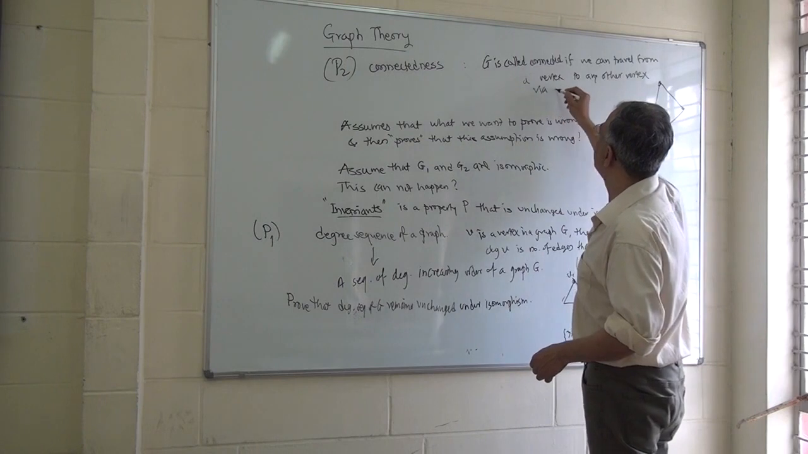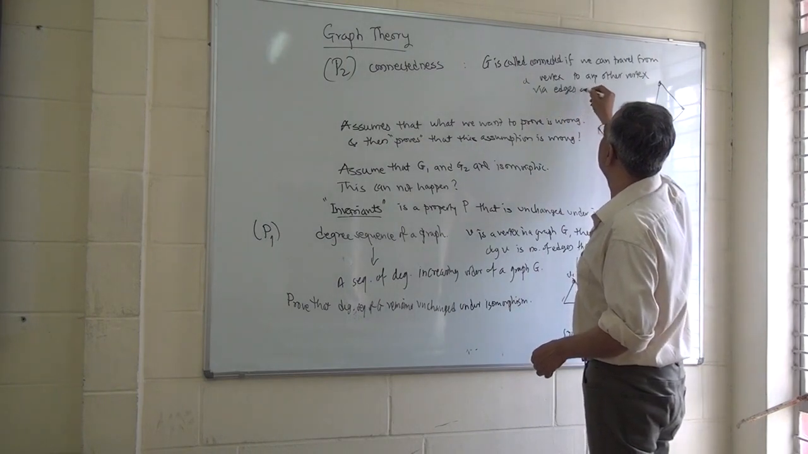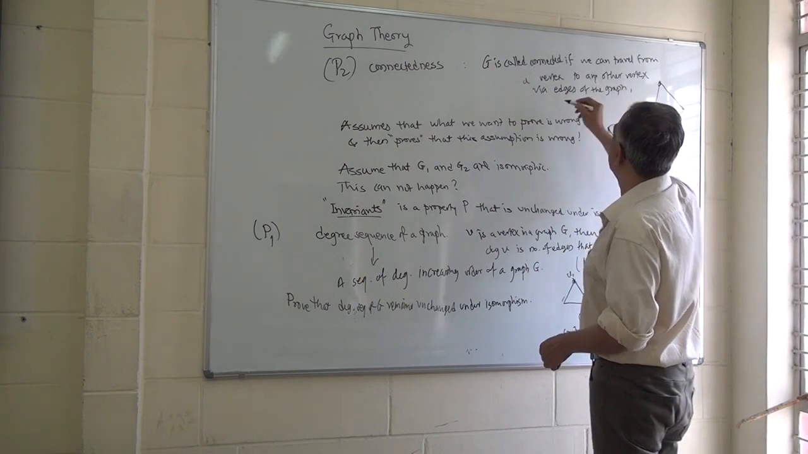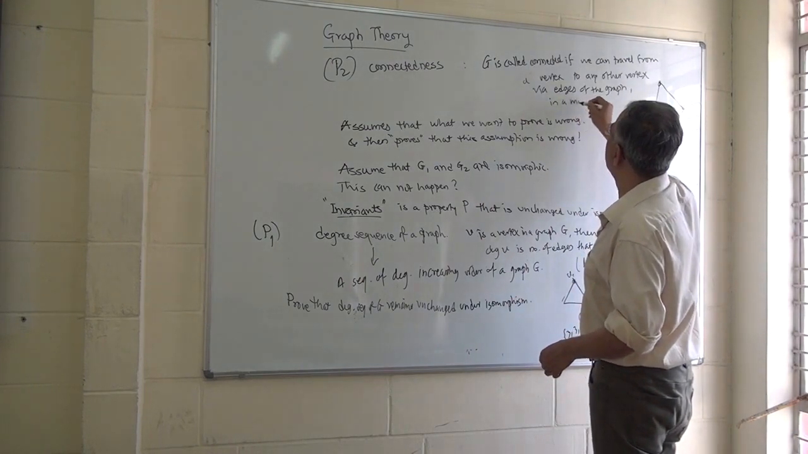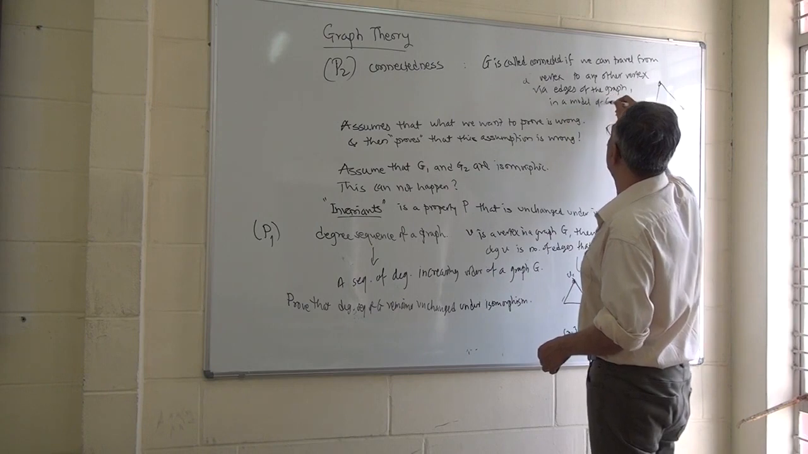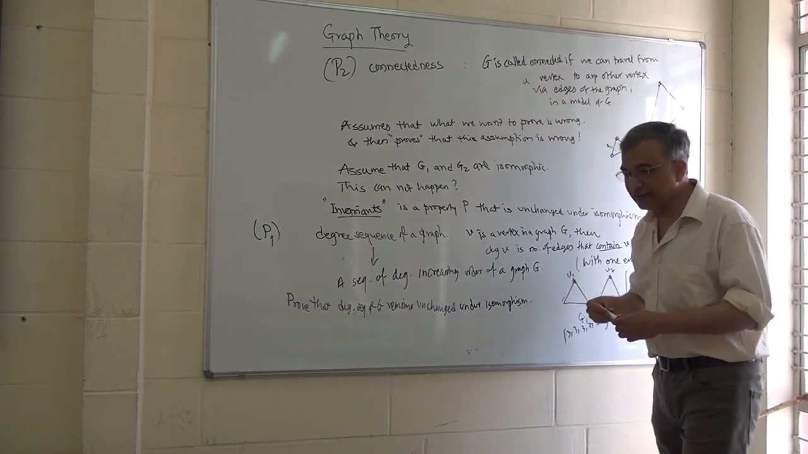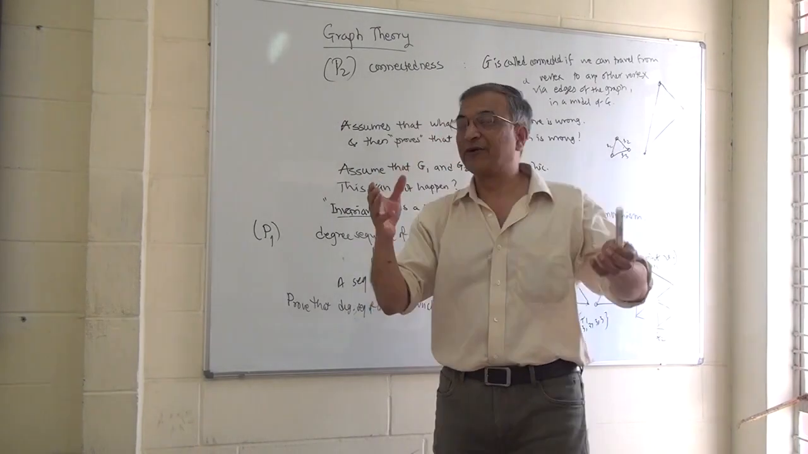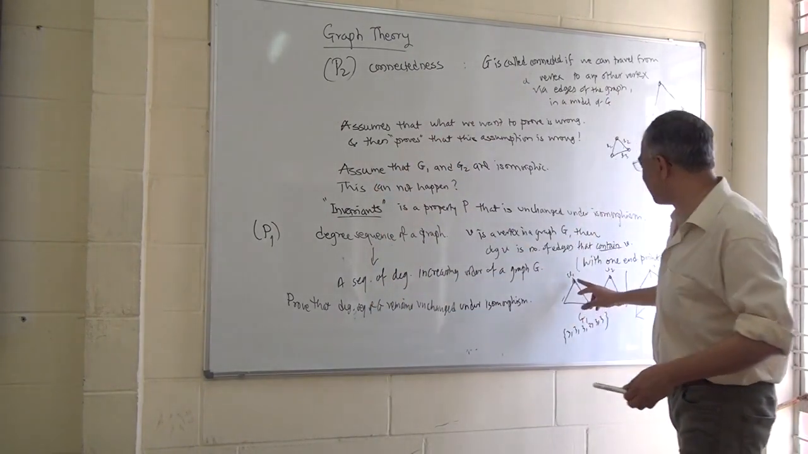Via edges, in a model of G. So traveling won't make sense if you only have subsets, right? What do you travel? For that you actually draw a picture and then you can draw.